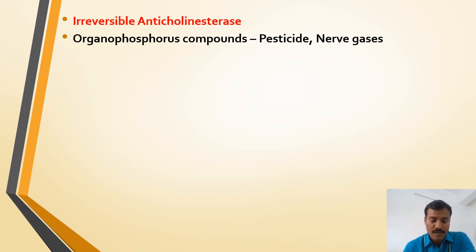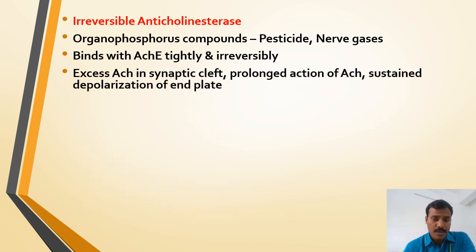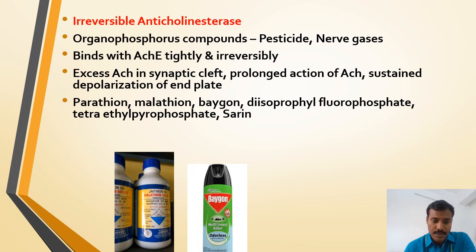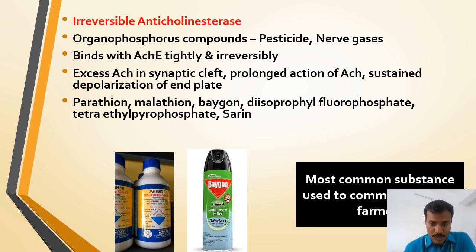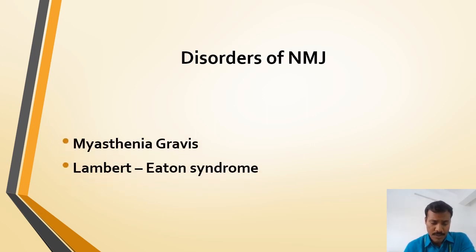Irreversible blockers are organophosphorus compounds. They are used as pesticides and nerve gases. They bind with acetylcholinesterase tightly and irreversibly, and excess acetylcholine in the synaptic cleft causes prolonged action of acetylcholine. There will be sustained depolarization of the end plate. These are used as pesticides, and the most common substances used by farmers to commit suicide are organophosphorus compounds.